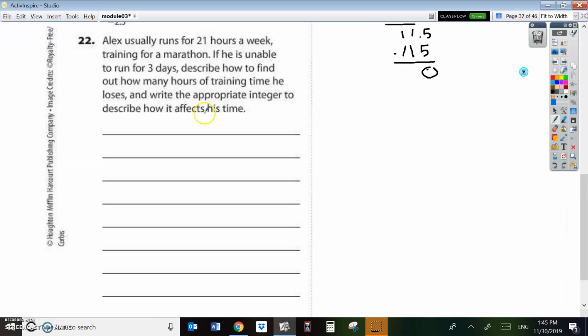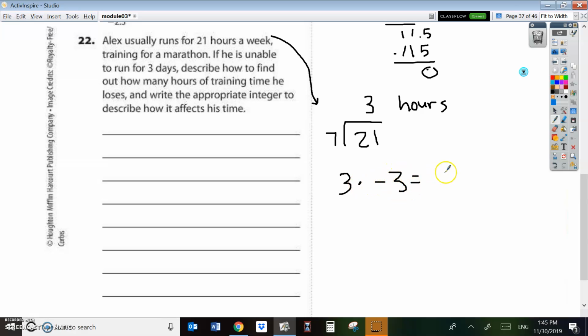Okay. 21 hours divided by 7, because a week has 7 days. So he does 3 hours per day. But if he doesn't run for 3 days, then he loses 3 hours per day, and he loses 9 hours.